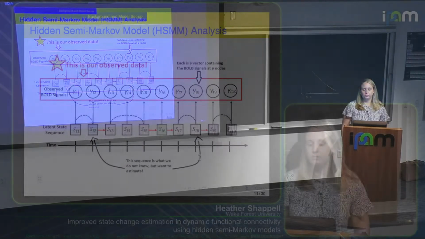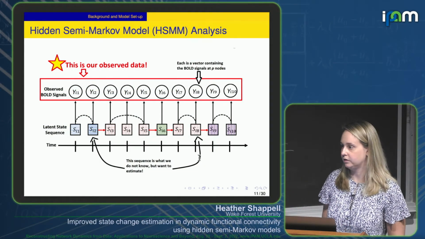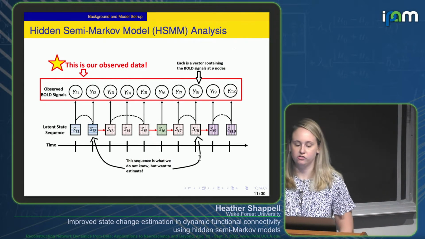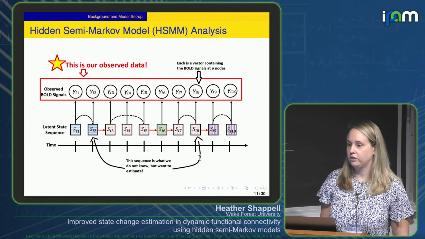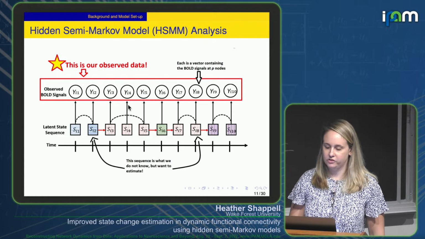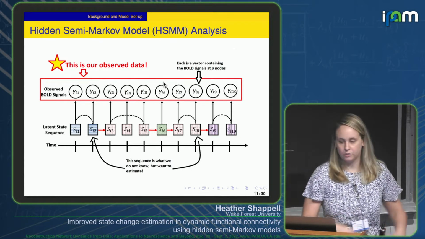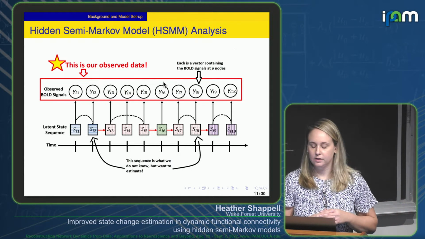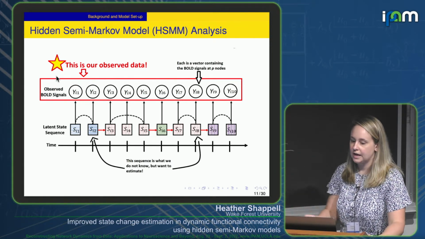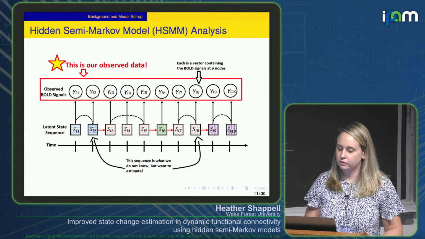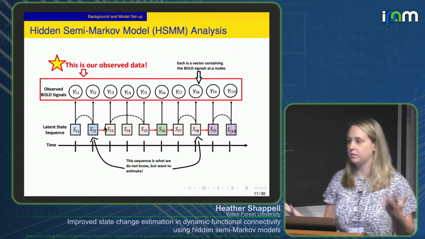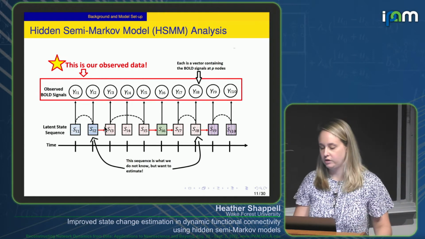So we proposed using a hidden semi-Markov model to estimate our states and our transition probabilities and our state sequences for each person. So I've kind of flipped here. Now I have the observed data up top. Our Ys, again, are the observed data, right? Each is a vector containing the BOLD signals at p different nodes. And then you have this latent state sequence that you are trying to estimate that you don't know. These are the networks that somebody is in, and they give rise to the BOLD signals.